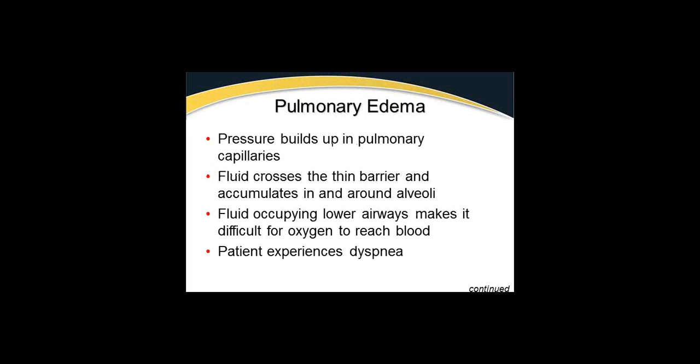So like I said, when it's caused by congestive heart failure, there's excess pressure in the pulmonary capillary. Remember that it's only two thin cell walls, or two thin cells, between a capillary and the inside of an alveolus. You've got to get through the capillary wall and the alveolar wall, and that's it. Fluid will cross that thin barrier and it will accumulate in and around the alveoli.